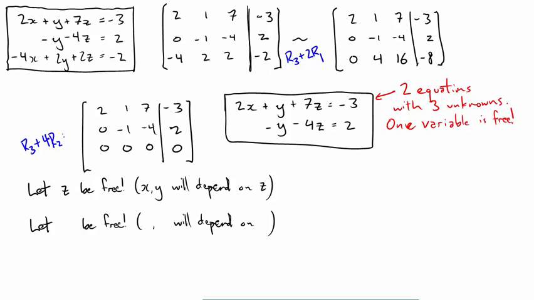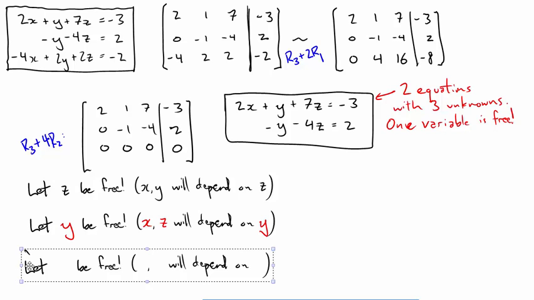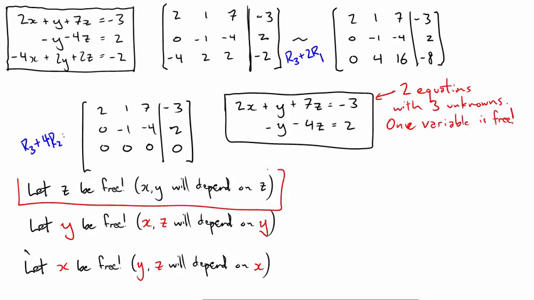But I could just as well say, let y be free, and in that case, x and z will depend on y. I could also just as easily say, let x be free. And in that case, y and z will depend on x. It really doesn't matter which one you choose, but just for the sake of clarity, I'm going to pick the first option here. I'm going to let z be free.